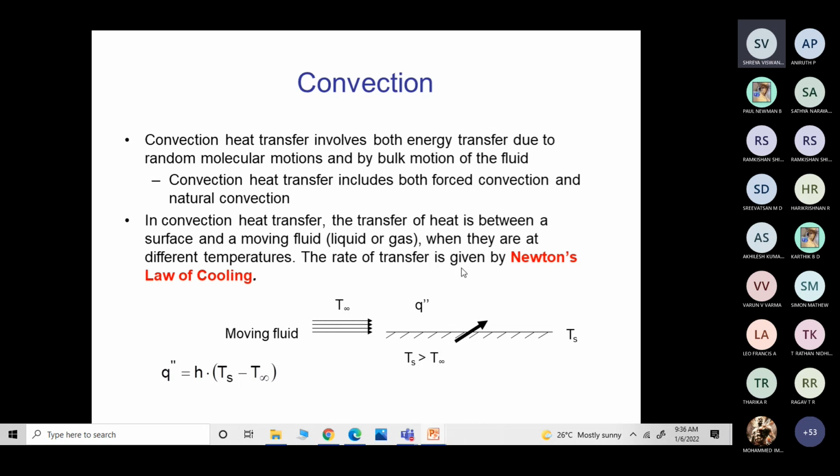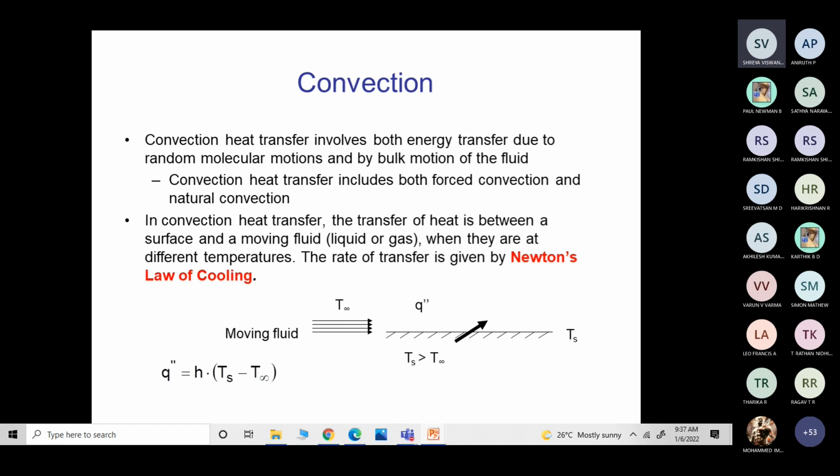Okay, when they are at different temperatures, the rate of heat transfer is given by Newton's law of cooling. So again, Newton's law of cooling says that Q = h A ΔT, or Q double dash, which is the heat flux, in watt per meter squared, equal to h into (Ts minus T infinity), where Ts is the surface temperature and T infinity is the surrounding fluid temperature, assuming that the surface temperature is greater than the surrounding fluid temperature. And this h is the convective heat transfer coefficient.